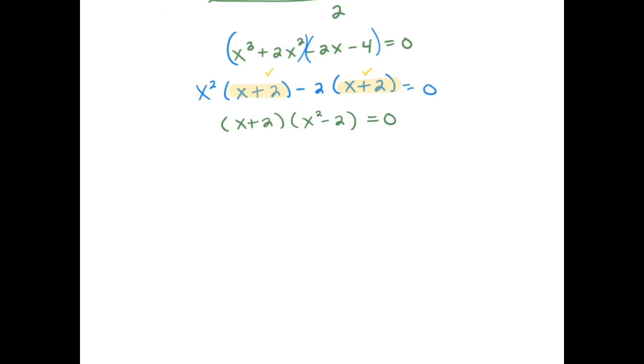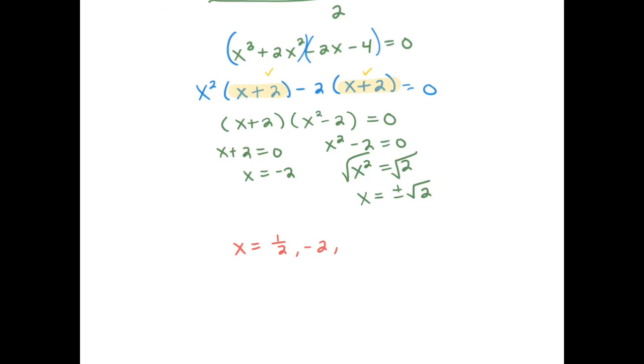Now I have to set each one of those equal to 0 and solve. So x plus 2 is going to give me a negative 2. Then in the next one, I need to add 2, square root, and don't forget about my plus or minus. So I have plus or minus root 2. So my 4 answers are 1/2, negative 2, plus or minus root 2. Your turn.